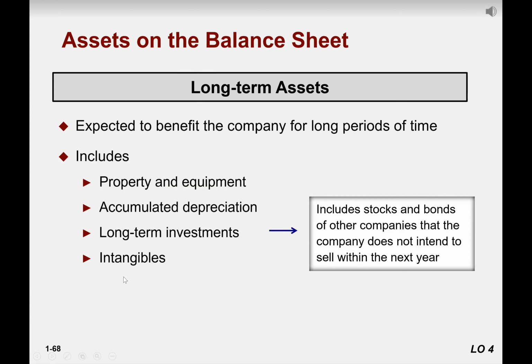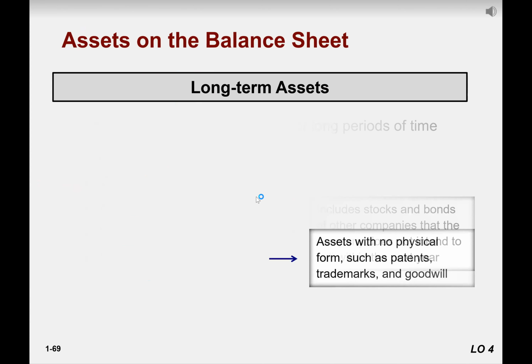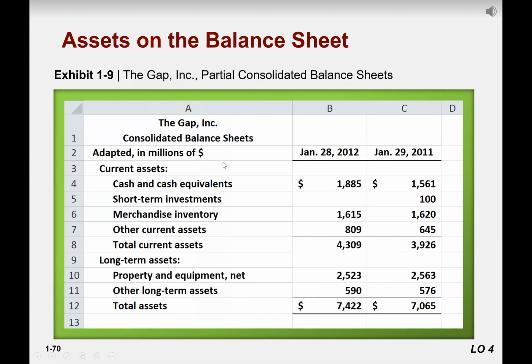The long-term investments, which include stocks and bonds that the company did not intend to sell within the next year, which means its life is more than 1 year. So the intangible, which means with no physical form, such as patents, trademarks, goodwill. Right, guys? Any question? If no question, let's move on.